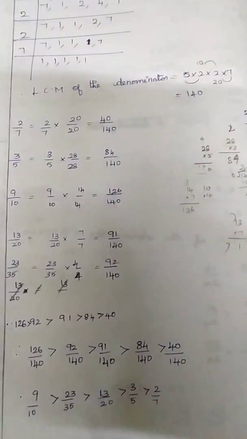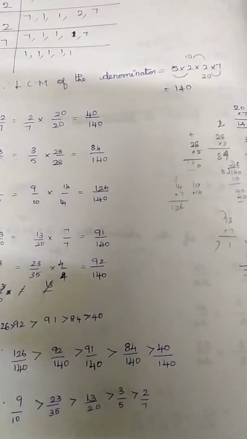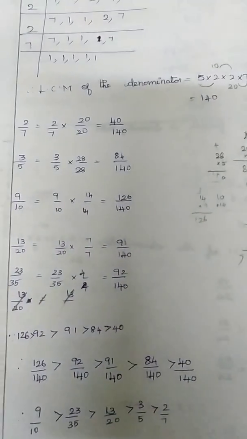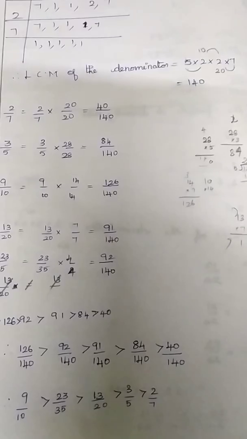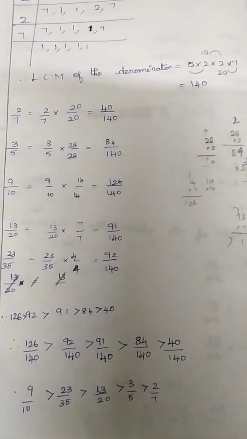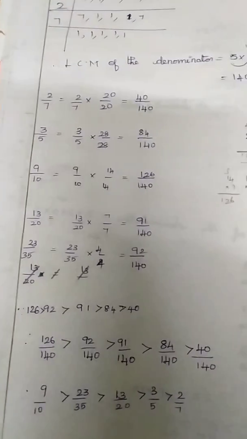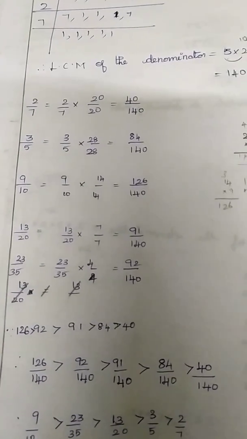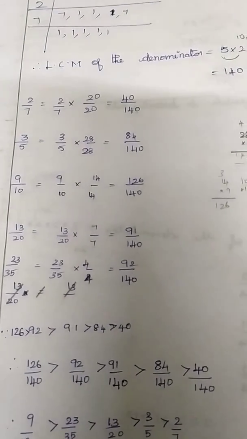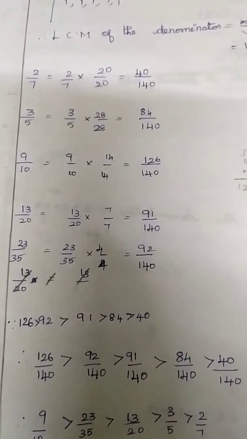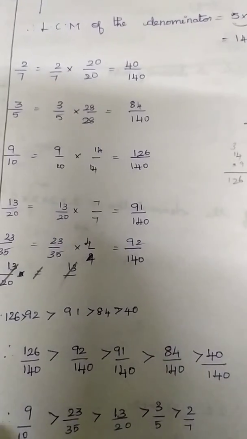Next, we are going to arrange the numbers in descending order, bigger number to smaller number. Your first bigger number is 126, then 92, 91, 84, 40. Then we write it in terms of fractions: 126 by 140 greater than 92 by 140, greater than 91 by 140, greater than 84 by 140, greater than 40 by 140. Next step, I have written its corresponding unlike fractions.